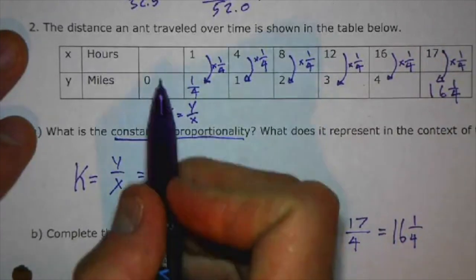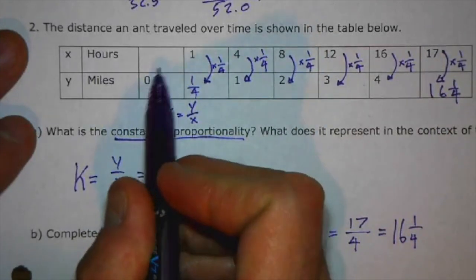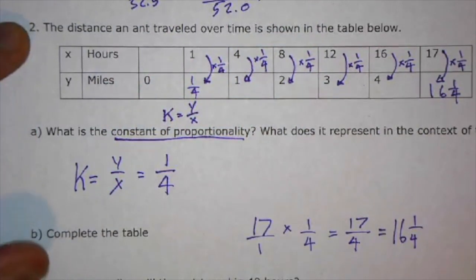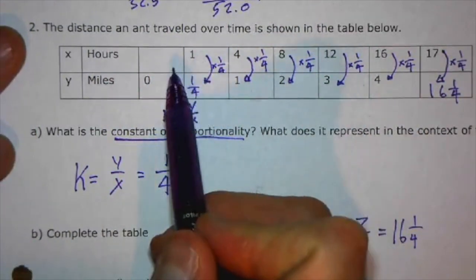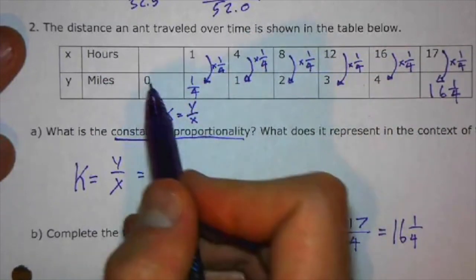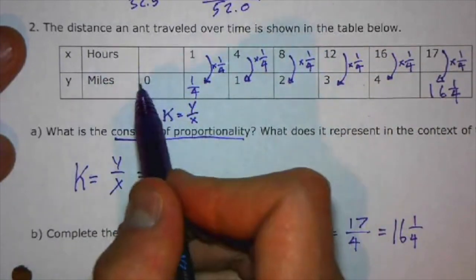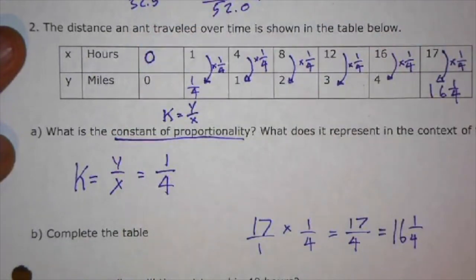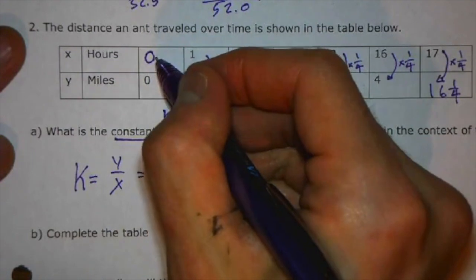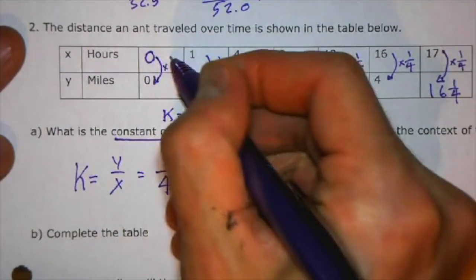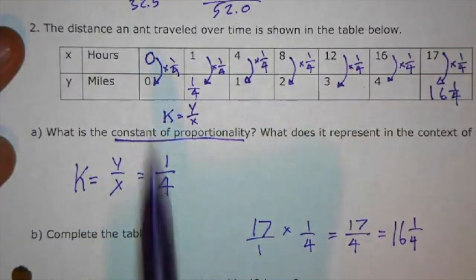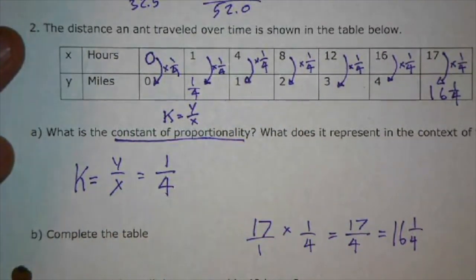And finally, if I wanted to figure out how many hours it took to go 0 miles, well, I just need to use some common sense: if he hasn't traveled any distance, then he hasn't spent any hours traveling. And that makes sense as well, because 0 times 1/4 is 0. In fact, every relationship that is proportional is going to start with 0, 0.